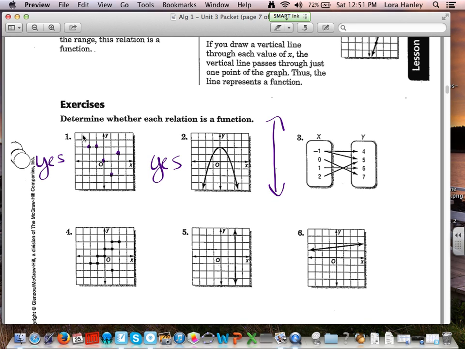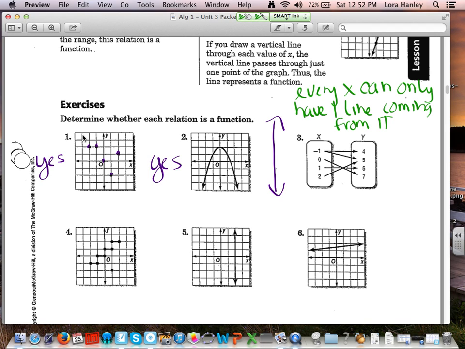If it's not on a graph, we can't use our vertical line test. So we want to look at a mapping. Every x can only have one line coming from it.